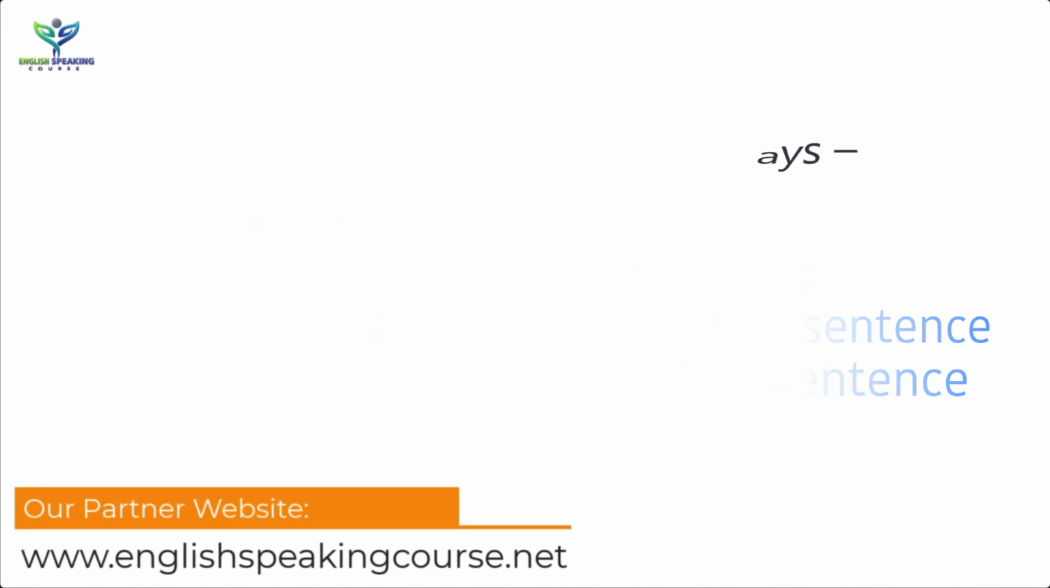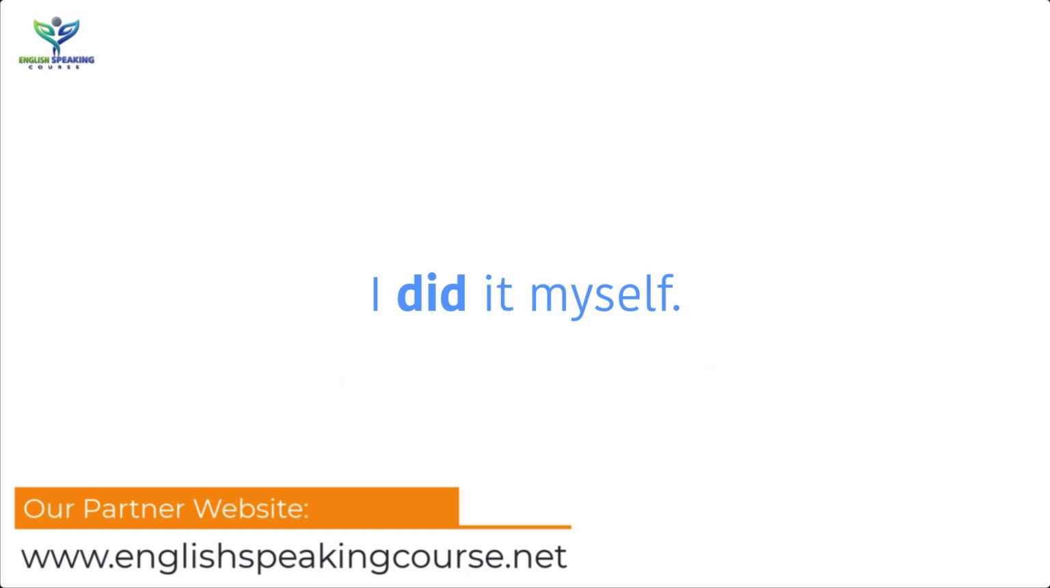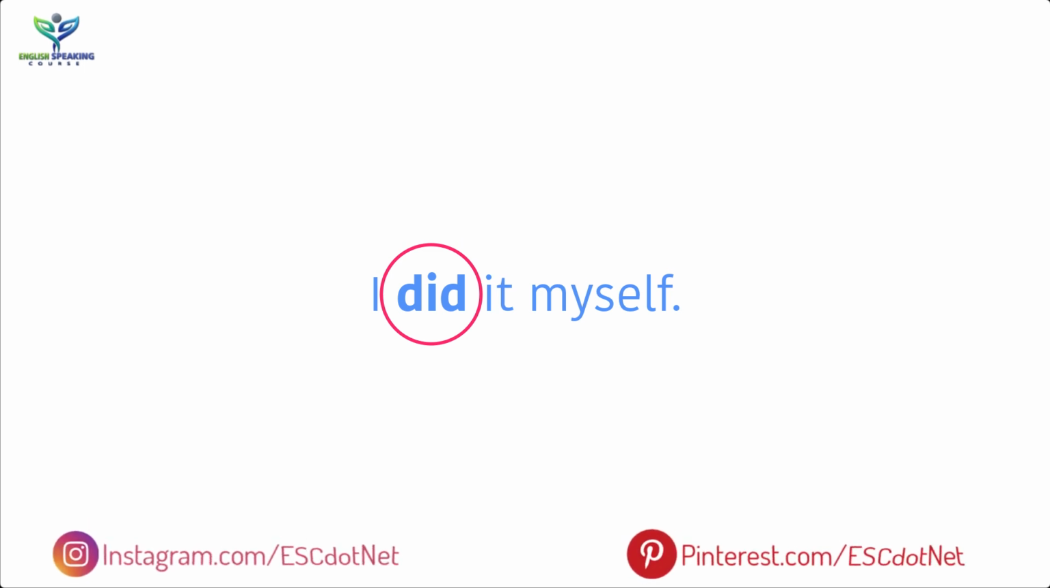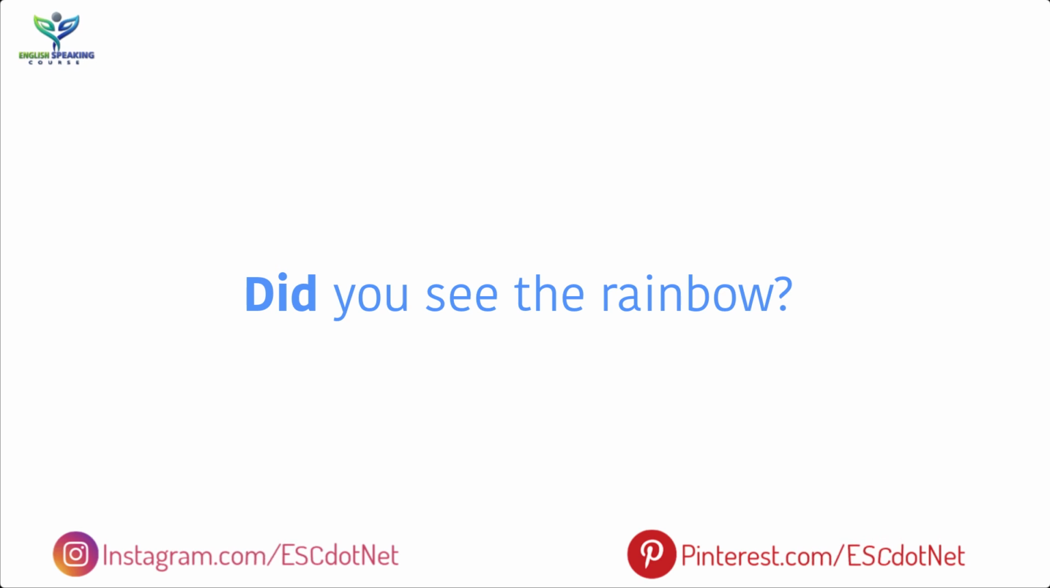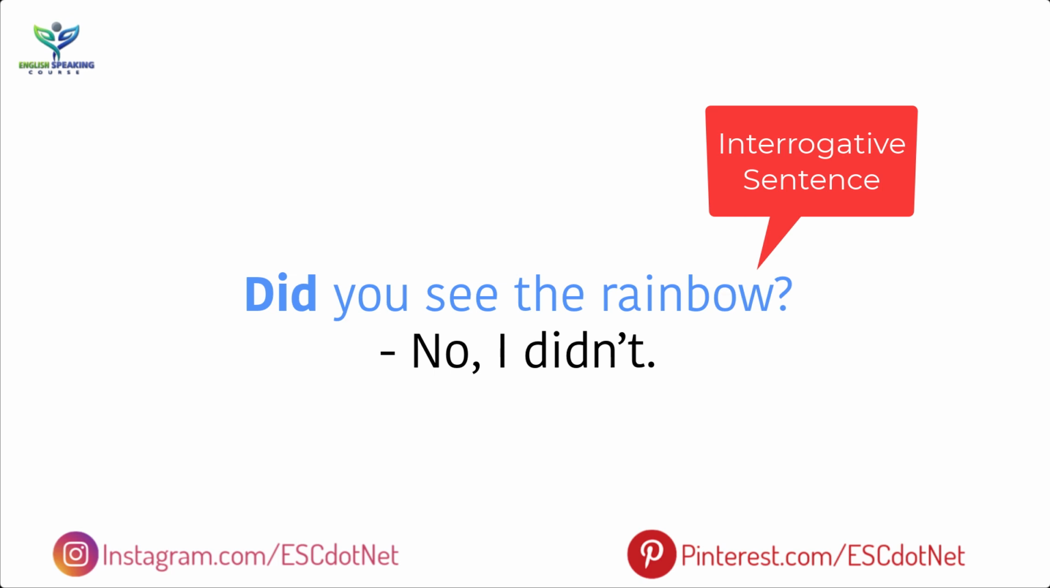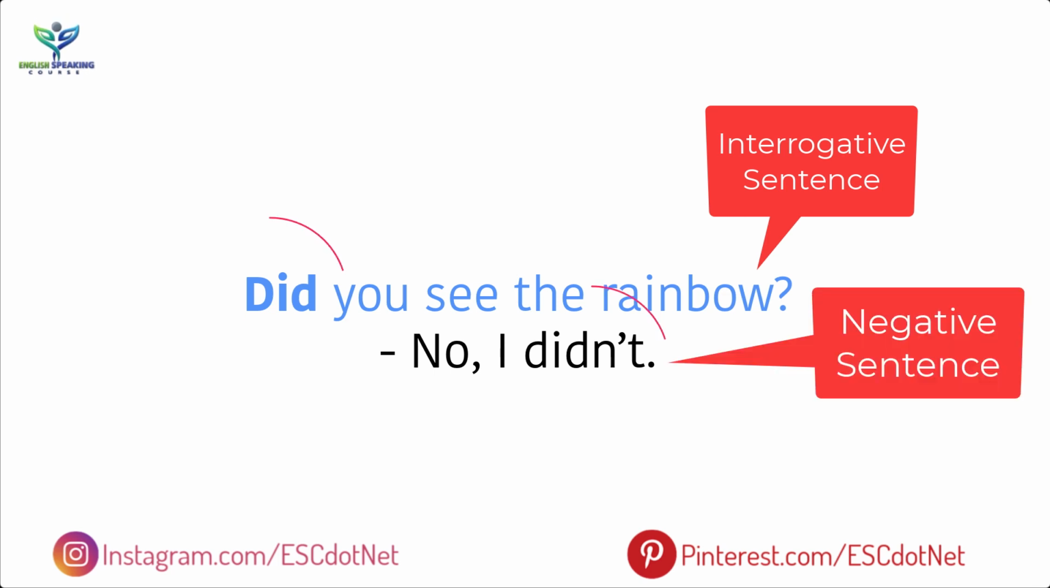For example, I did it myself. Here, did is used as a main verb because there is no verb other than did. Did you see the rainbow? The answer is no, I didn't. So here we have learned interrogative sentence as well as negative sentence, where we have used did.